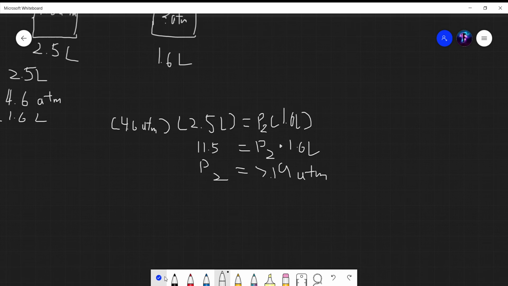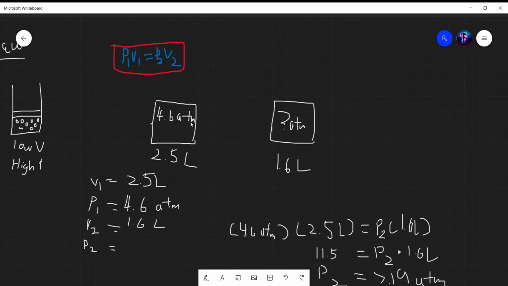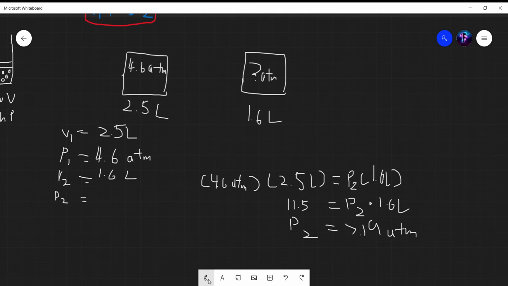Okay, remember ATM. Now it varies from your question. If it's ATM in the question, then it's ATM. If it's pascals, it's pascals. If it's another unit, it's another unit. It has to be the same unit, okay? So now we know the answer, pressure is 7.19.